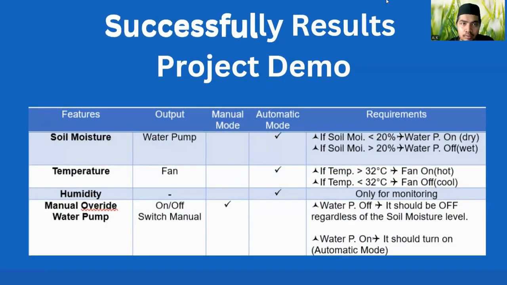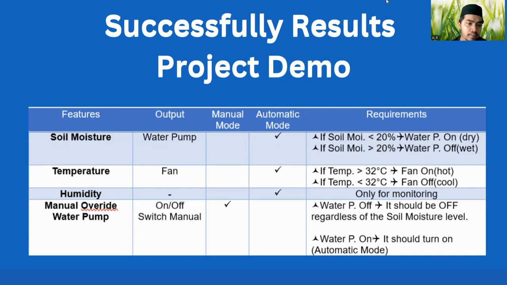So I will present the successful results of our project demonstration. There are 4 features for our group project. The first one is soil moisture, which is linked to the water pump. We put it in automate, and the requirement is if soil moisture is greater than 20%, the water pump will be turned off, which is wet. If the soil moisture is less than 20%, the water pump will be turned on, which is dry.